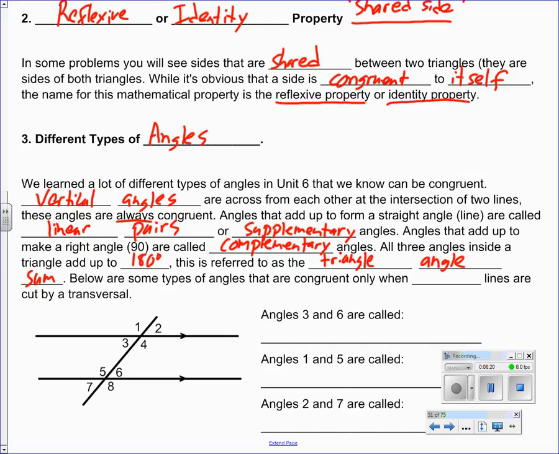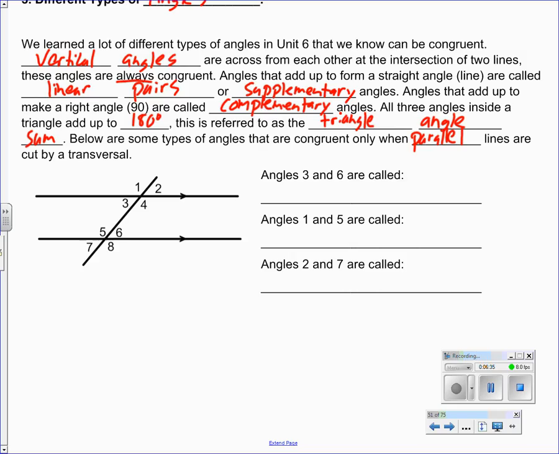And then the last thing we did in the last unit, Unit 6, we talked about types of angles that are congruent when we have parallel lines cut by a transversal. You won't see a lot of this, but you could see it, and it's good to review the different types of angles we have in those situations. So angles like 3 and 6, or like 4 and 5, across from each other on alternate sides of the transversal are called alternate interior angles.